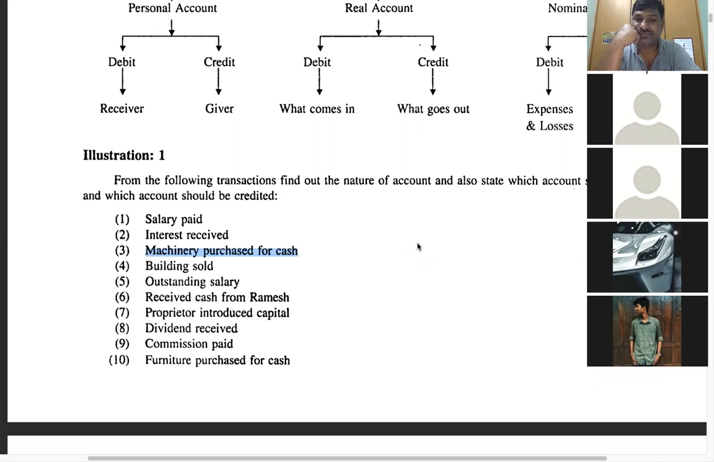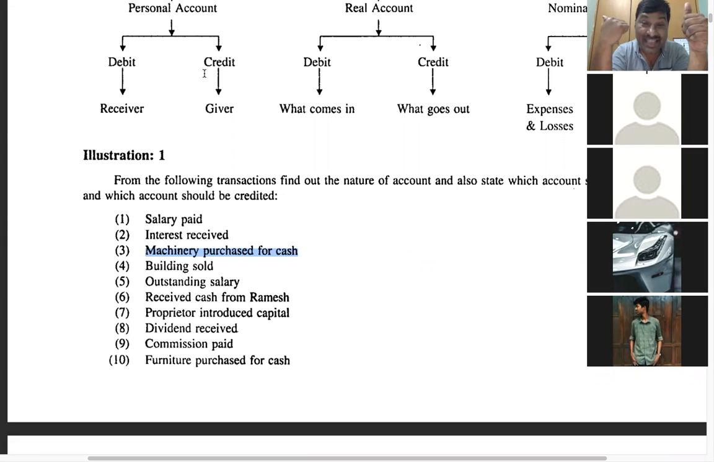Received cash from Ramesh. Two accounts, sir: cash account and Ramesh account. Beautiful. Cash is one aspect, Ramesh is another aspect. Ramesh is the person, he's giving. When he's giving, credit the giver.